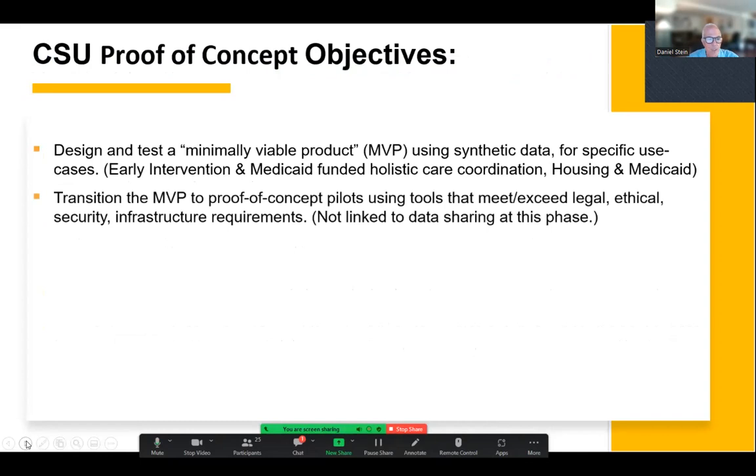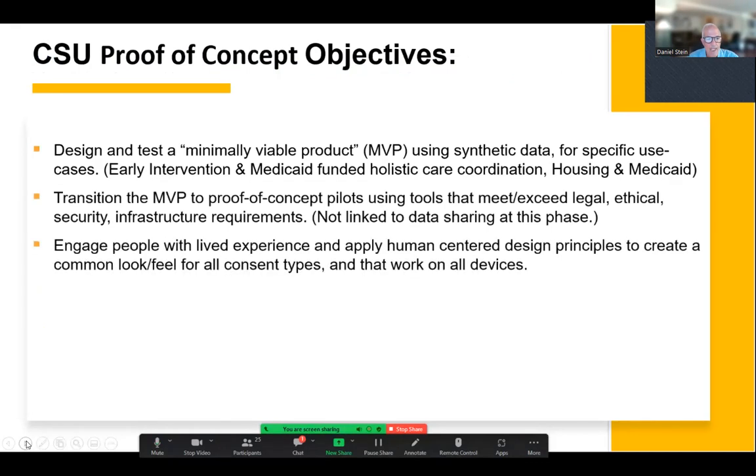Into the second year, we would transition from an MVP to a proof of concept. And actually, there's no actual data shared at this point in time. We're thinking of this as sort of the front door before data sharing happens. You need to obtain the consent. Then after that, data sharing can occur.